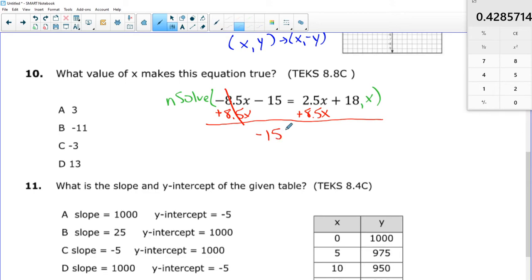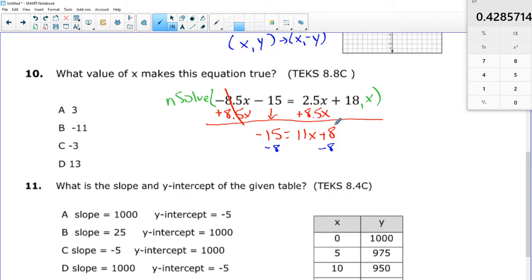All right, so minus 15 is what's left over. 2.5 plus 8.5, that's 11x plus 18. Okay, now it's just a matter of solving for x. So I want to get everything away from x. I'm going to start by getting rid of minus 8 from both sides.